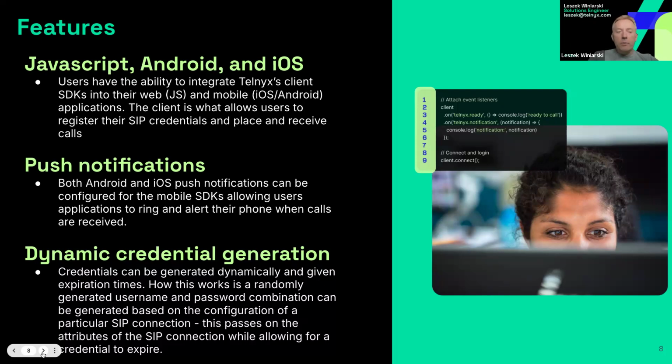A very important feature which we are also providing out of the box, and this is just a matter of configuration in the customer portal, is push notifications for mobile applications. For both Android and iOS, push notifications can be configured for our mobile SDKs, allowing users' applications to ring and alert their phones when calls are received, no matter if the application is working in the foreground or it is a killed application. So we need to wake up that application to be able to receive and pick up the incoming call.